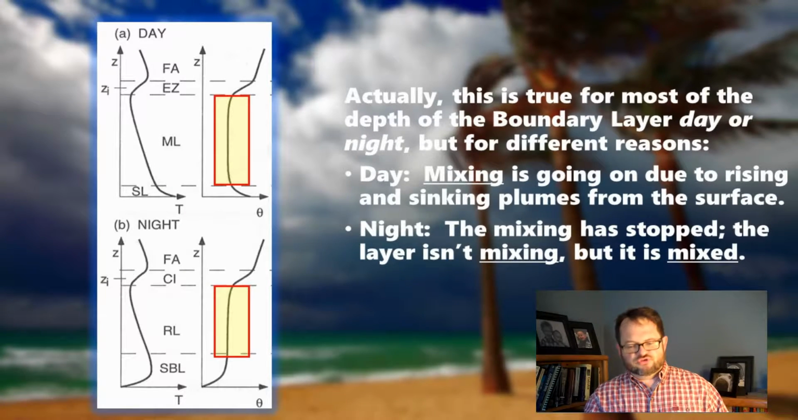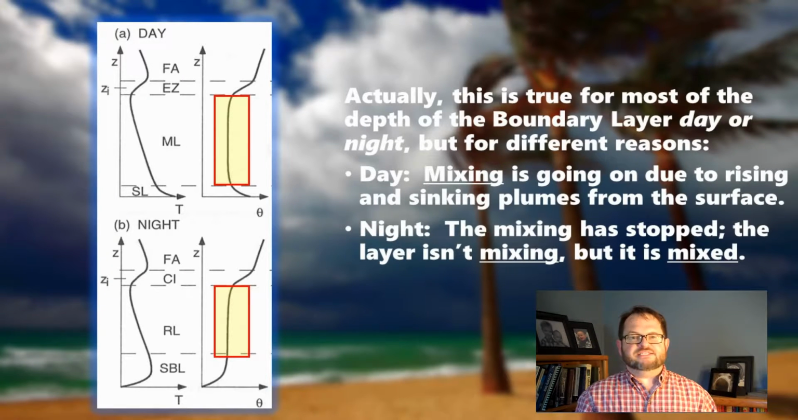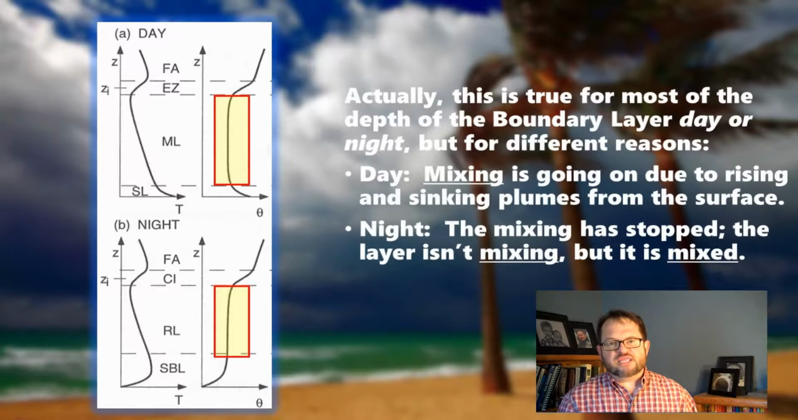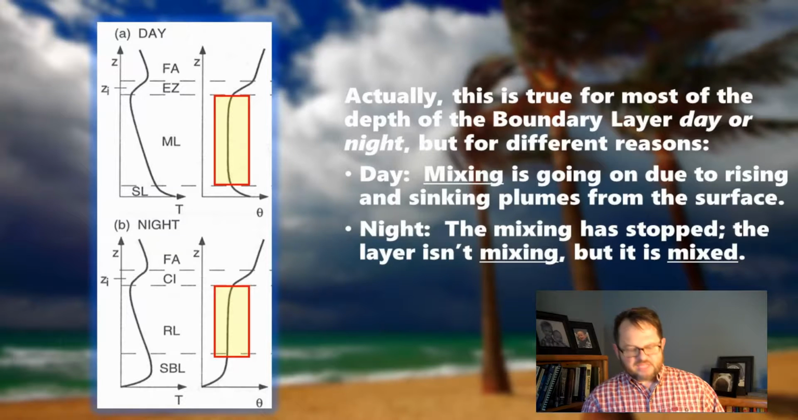And so during the day, when there are warm plumes of air rising from the surface up through the depth of the boundary layer, cooler plumes sinking around it, etc., the layers are well mixed, and your boundary layer is mostly statically neutral. We call the Ekman layer during that time the mixed layer.